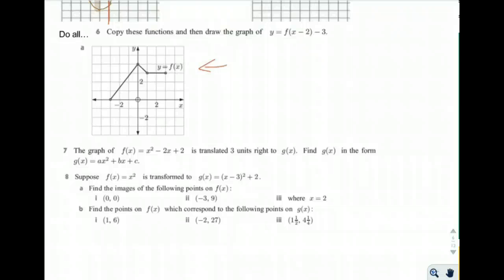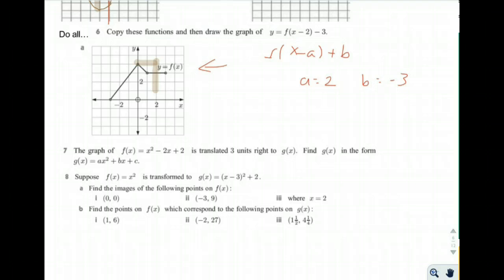But just analyze this, and if you have x minus a plus b, you can see that the a here is 2, positive 2, and b here is negative 3. So a tells you which direction it's going to move in the x direction. It looks like it's going to move 2 to the right, okay? And b tells you which way it's going to move in the y direction. It looks like it's going to move 3 down.